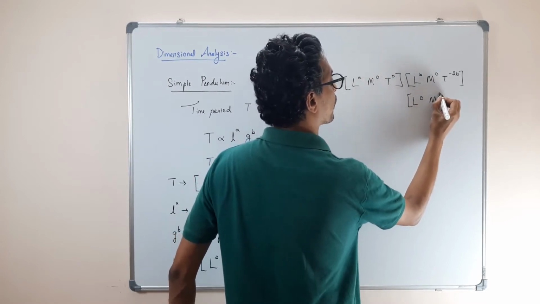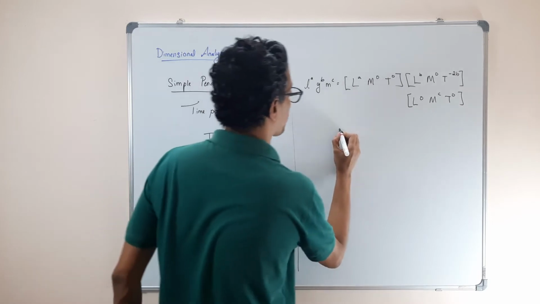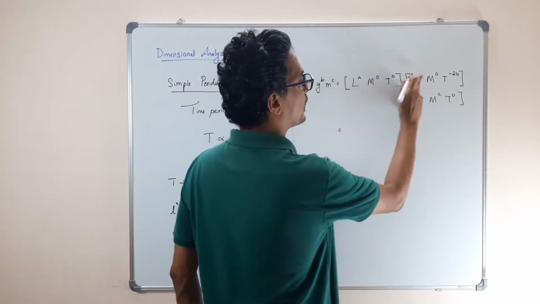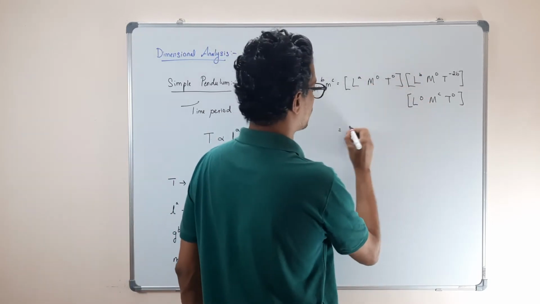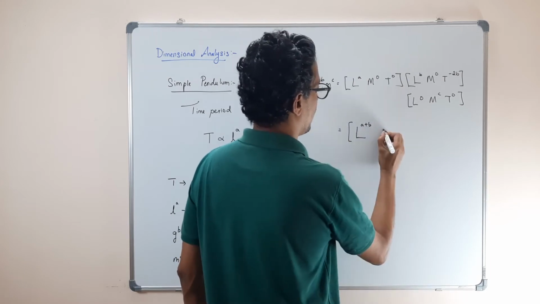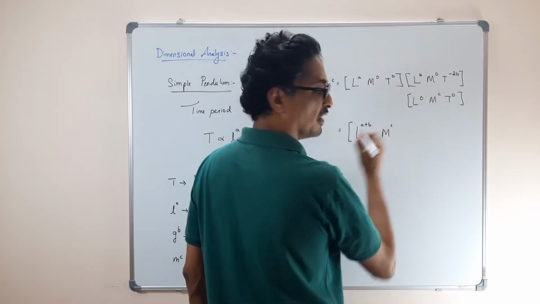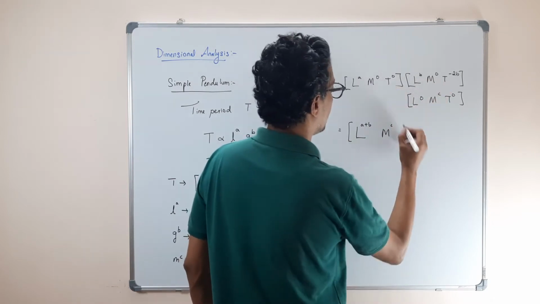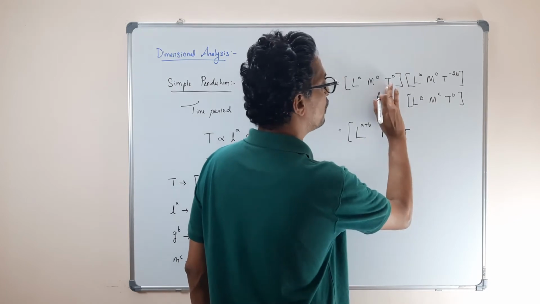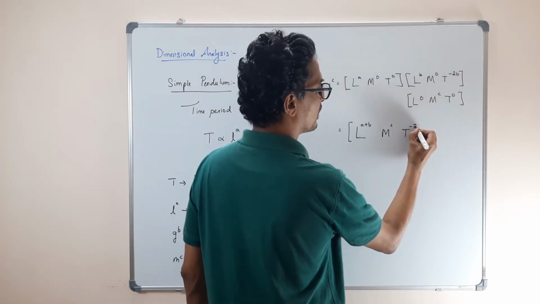L⁰, M^c, T⁰. Okay, so this will be L^(a+b+0), correct? So this is going to be L to the power of a plus b. M will be what? 0, 0, c. Am I right? And then T will be what? Tell me. 0 minus 2b, 0. So it will be minus 2b.